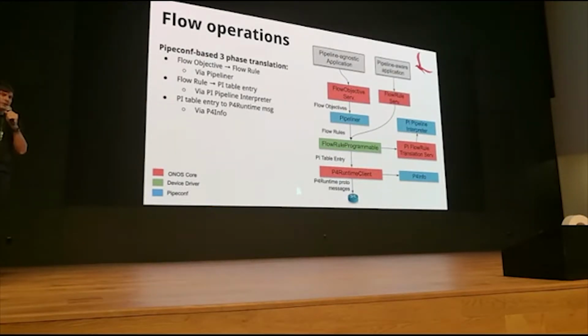Clearly, if you want to implement an application that takes full advantage of your pipeline, you can bypass the first parts of the flow objective service and the pipeliner, and you can directly write flow rules that get installed, bypassing the flow objective part of the architecture.